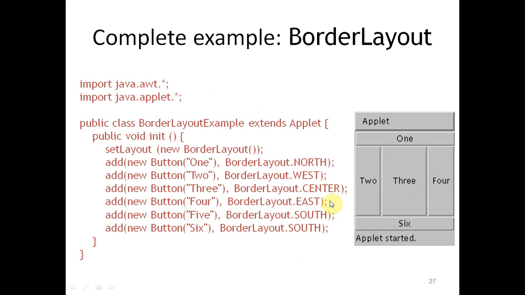5 is missing here because 5 is overlapped by the 6. So we have to add two buttons on this south. Then we have to add a new panel here. So you can see in the next slide.